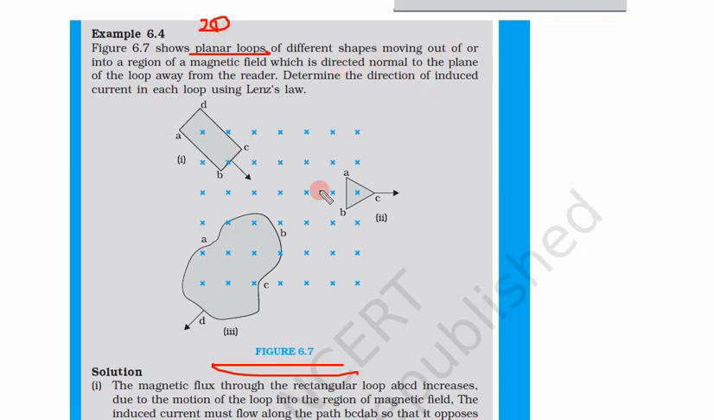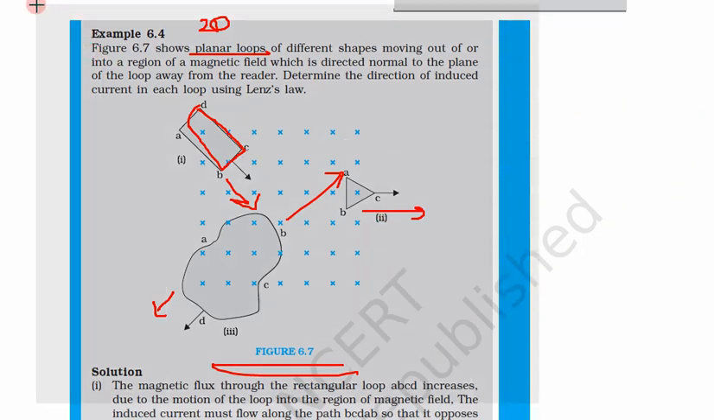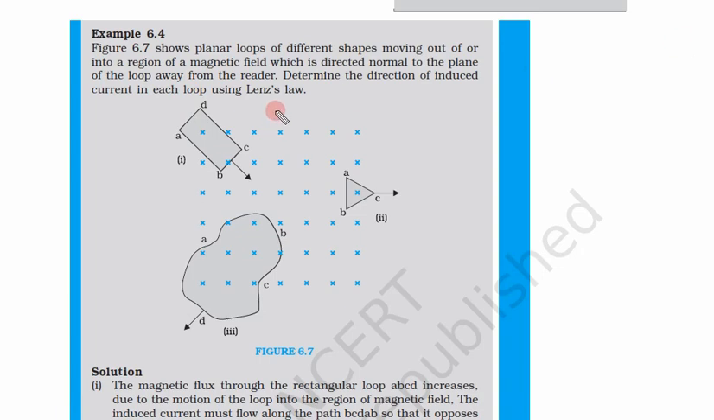Now these are moving inside or getting outside. This one is getting outside, this one is also getting outside, and this one is getting inside the magnetic field, which is directed normal to the plane of the loop. The plane of the loop is the plane of this paper, and the magnetic field is perpendicular to it. Determine the direction of induced current in each loop using Lenz's law. So we have to tell whether the current produced will be anti-clockwise or clockwise.